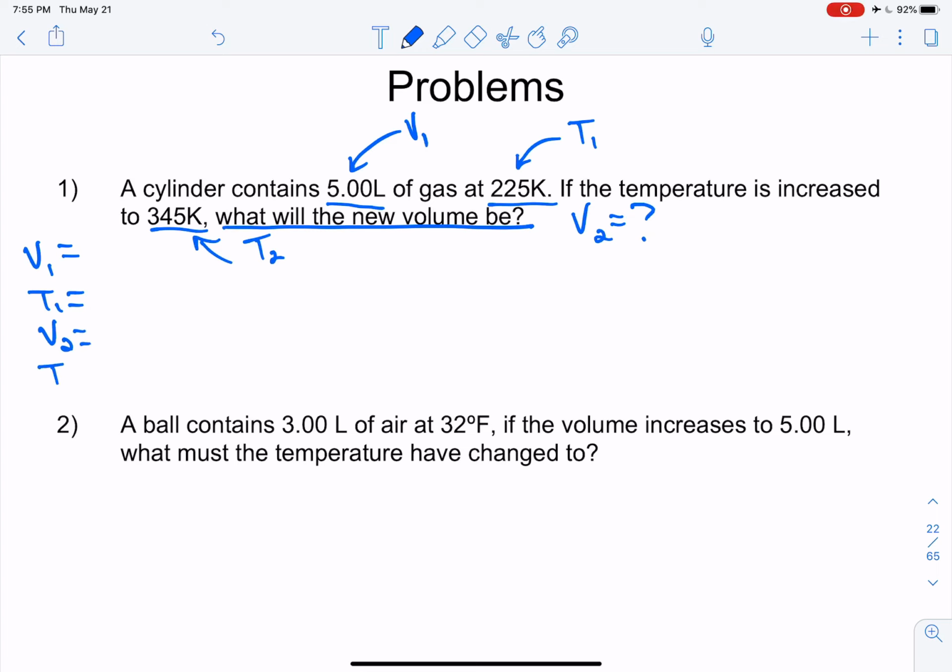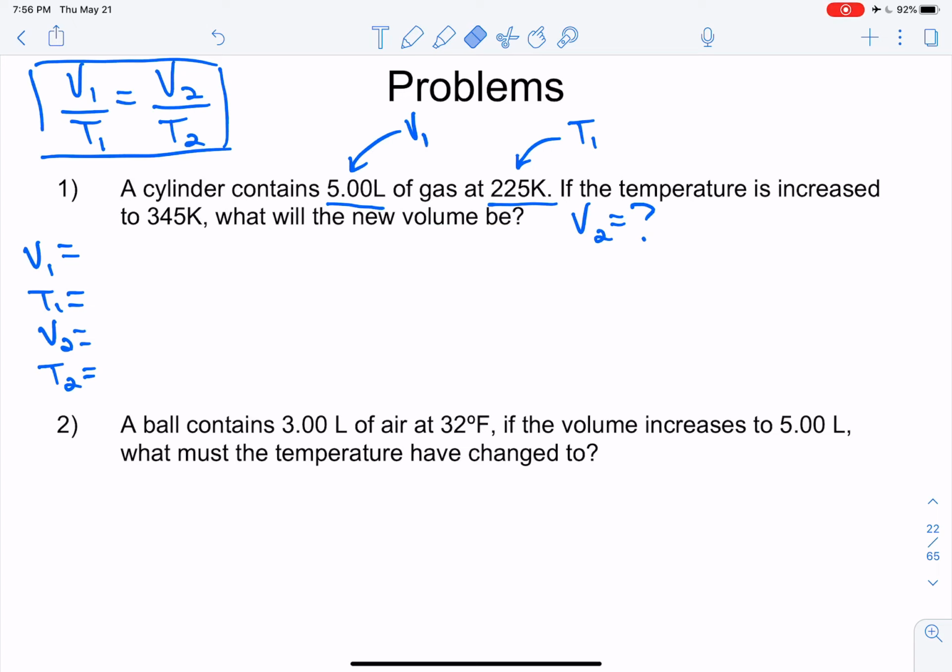V2, and T2. Now remember I said the math for this chapter isn't that hard. It's all of the different equations and remembering what you're doing. So Charles' law is V1 over T1 is equal to V2 over T2. So just go ahead and write that out for yourselves, because the more times you write it out, the more it gets in your brain and the quicker you get with these problems. So let me go ahead and erase that so I have some room.